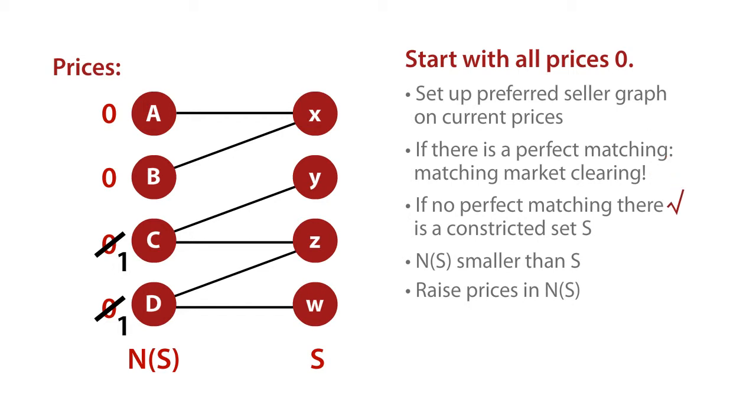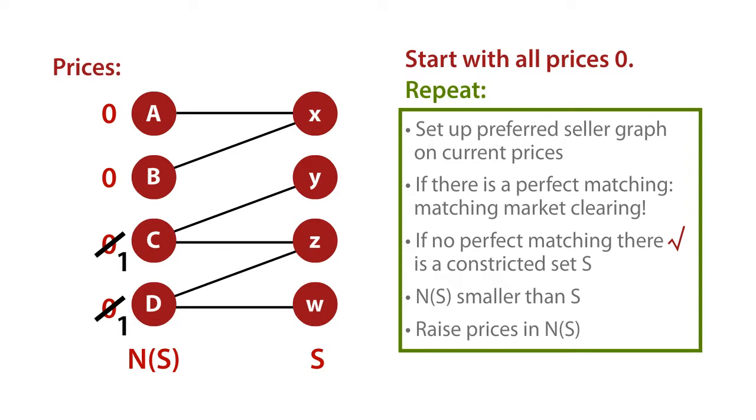If there isn't a perfect matching, then we just repeat the whole process. We find a new constricted set with the new set of prices, raise prices again, and keep repeating till hopefully something good happens. So this is our basic algorithm. We start with 0 prices, set up preferred seller graphs. If we find a matching, we're set. If not, there's a constricted set. We find one, look at its neighbors, raise prices on the neighbors, and try again. Keep repeating. So what can go wrong with this process?